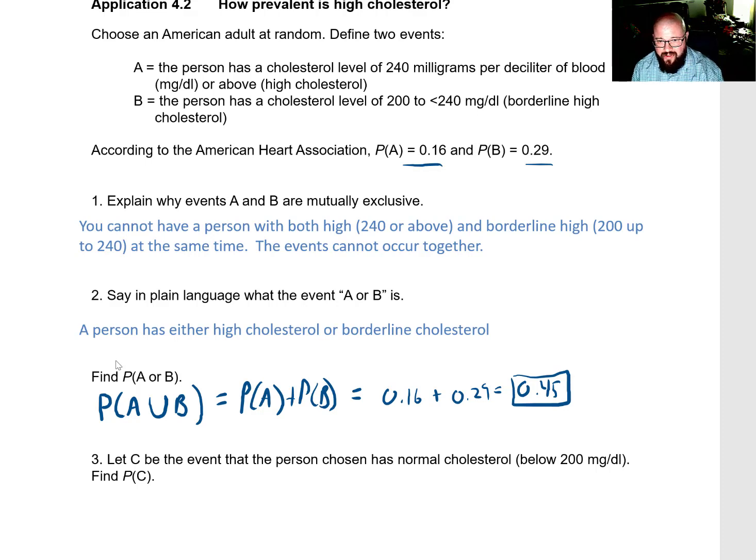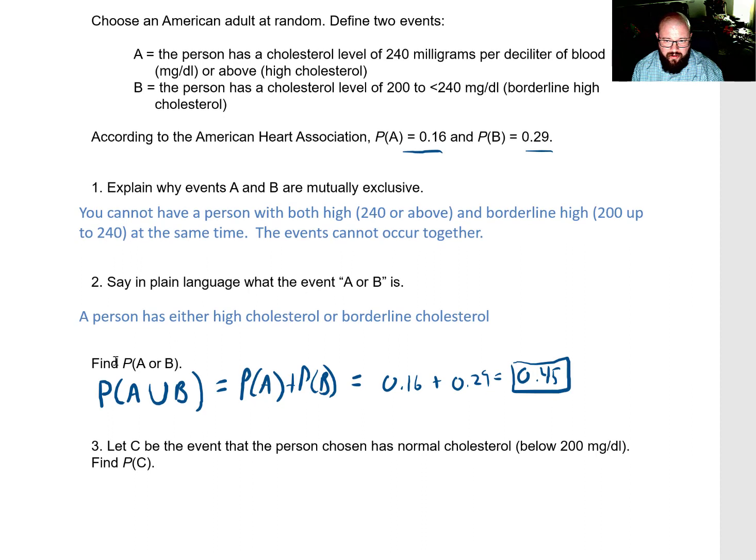Okay? Well, this is where that complement equation should come into play, right? Because we know the probability of these other two. We know the probability of being high cholesterol, and we know the probability of being borderline cholesterol. So if we have that, can't we just subtract that from 1? Or if you want to use percentages, if it's 45% for the total we just calculated, we say 100% minus 45%, we should be able to get it.